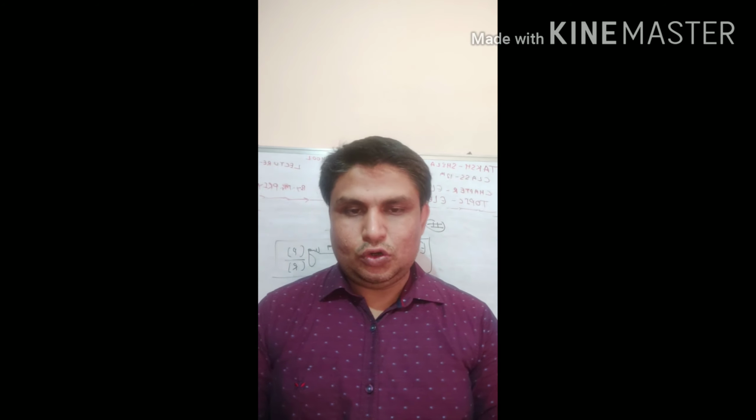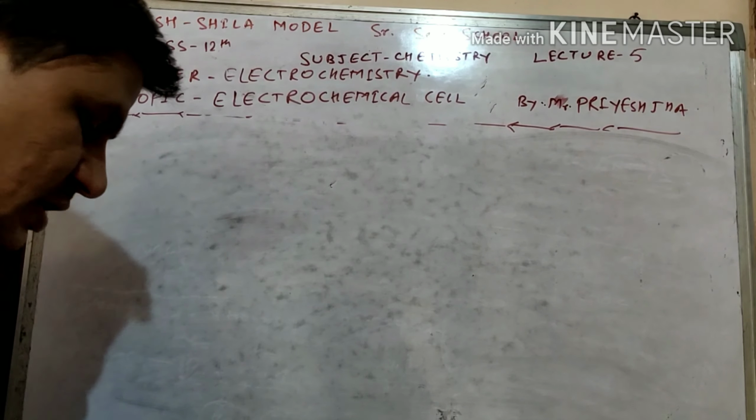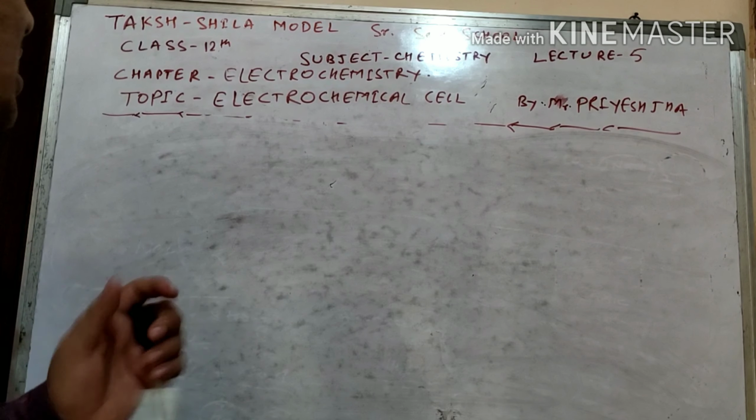Today I am going to start a new topic for class 12th, electrochemical cell, and this is my fifth lecture. In the previous lecture, we discussed Kohlrausch's law and its application and the effect of concentration on molar conductivity. In this lecture, we will discuss electrochemical cell, Nernst equation, numericals related to Nernst equation, salt bridge and its function. The first topic of today is electrochemical cell.